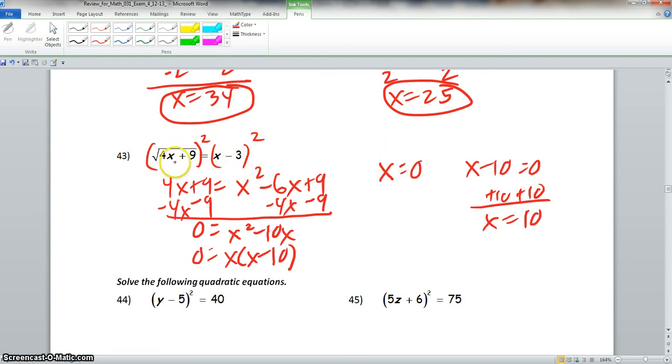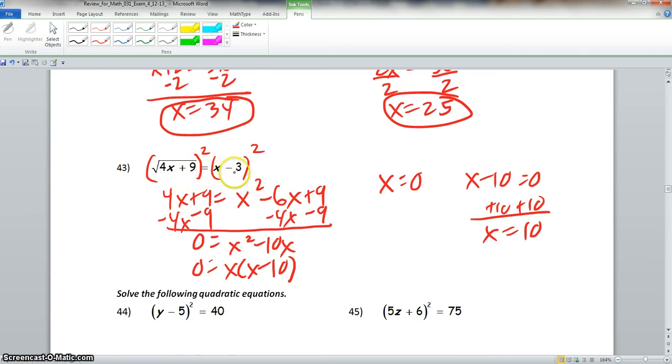So if we put in 0 for x here, this would be 0 plus 9, which would give us positive 9, and the square root of 9 is 3. We put in 0 for x here. 0 minus 3 is negative 3. And we know that the square root of 9 would not give us negative 3, so we have to get rid of the x equals 0.